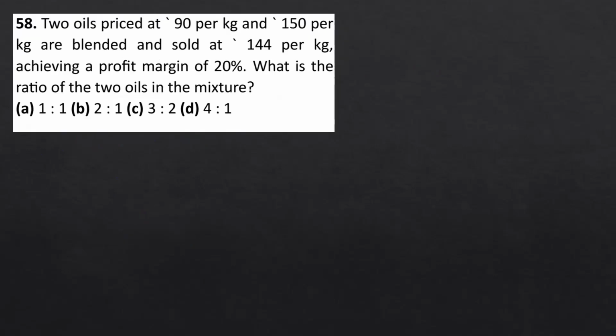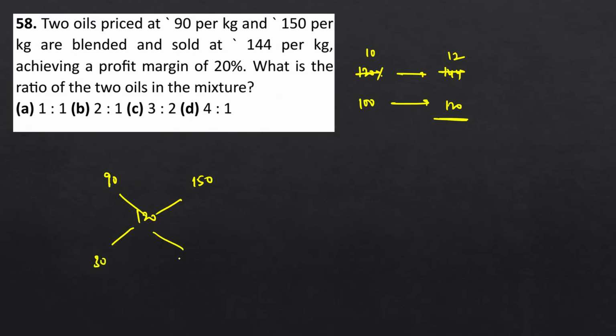Two oils priced at 90 per kg and 150 per kg are blended and sold at 144 per kg, achieving a profit of 20%. So 120% is given as 144 for the mixture. So what is 100%? 12 tens are 120, 12 12s are 144. Therefore, 100% is going to be 120 rupees. So you're mixing 90 and 150, you're getting 120. So the difference, right hand side difference, you take it left hand side, left hand side difference, you take it right hand side. So you're mixing them in 1:1 ratio.